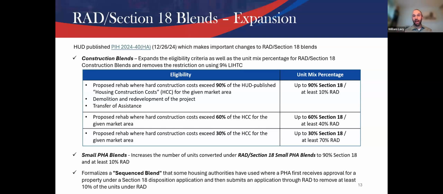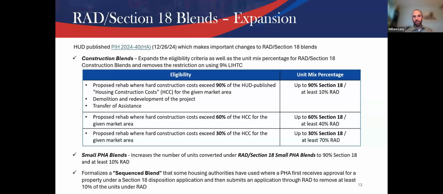I want to cover one that's unrelated to the RAD supplemental notice, but 2 weeks ago, on December 26th, PIH published a revision to their Section 18 notice that made some important expansions to blends. First of all, on the construction blends, more property types are now eligible for the highest blend percentage, and we increased the blend percentage. So any properties where they're doing rehab in excess of 90% of HUD's published housing construction costs, or where they're doing demolition and new construction, or where there's transfer of assistance, now HUD will approve 90% of the units under Section 18. 10% of the units will convert the public housing assistance through RAD, to create greater revenue at the property, again, to support these really significant repositioning actions.